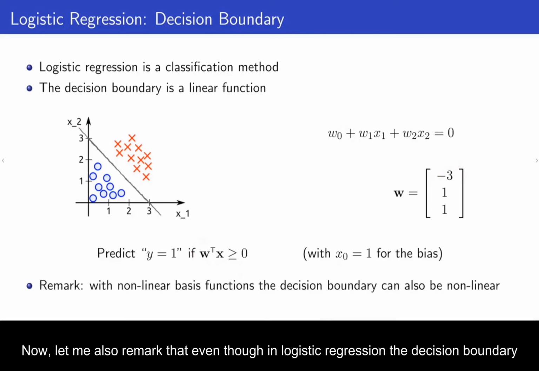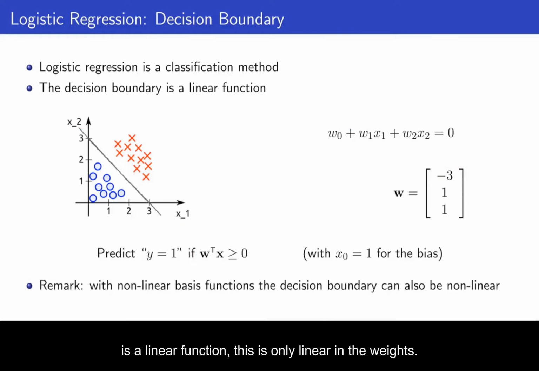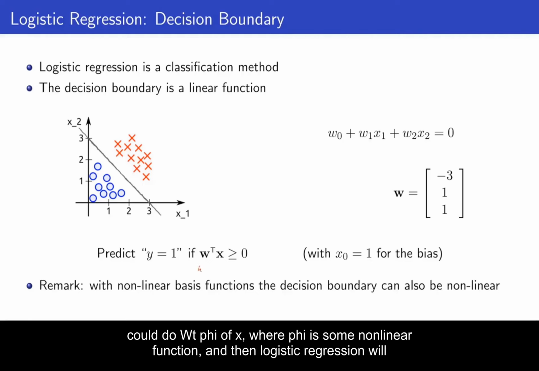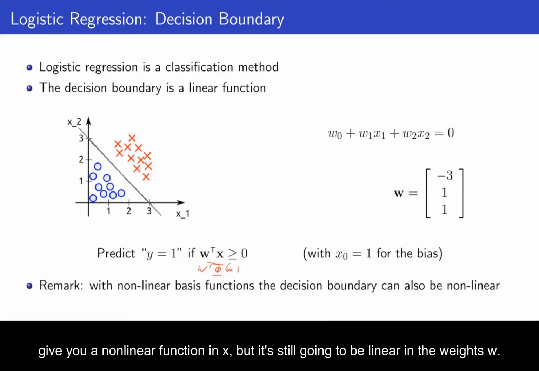Now, let me also remark that even though in logistic regression the decision boundary is a linear function, this is only linear in the weights. It's not necessarily linear in x. So if you use basis function regression, you could just as well write w transpose phi of x, where phi is some nonlinear function. And then logistic regression will give you a nonlinear function in x. But it's still going to be linear in the weights w.